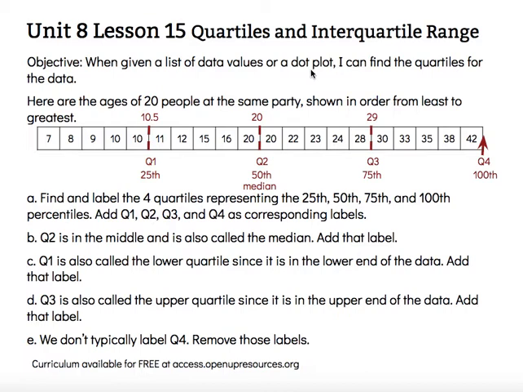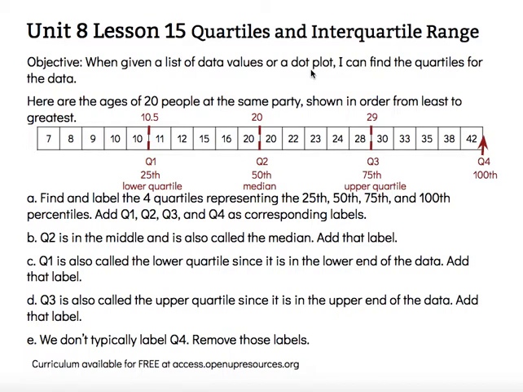Lots of language here. Letter C says Q1 is also called the lower quartile since it's in the lower end of the data. Add that label. So again, lots of language here. I could call that value of 10.5 in our data set the lower quartile, the 25th percentile, Q1 or quartile 1. And then we also have Q3, which can be called the upper quartile because it's in the upper end of the data.